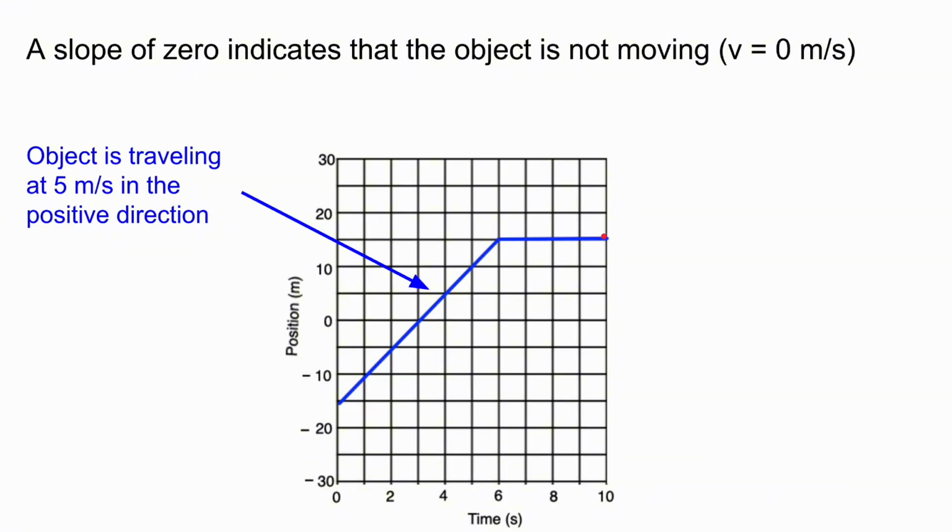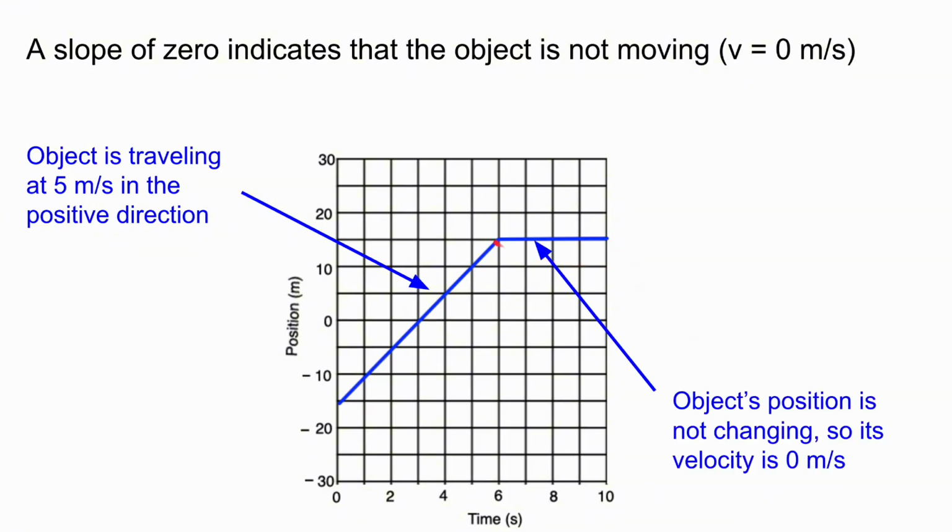And remember, the slope is your velocity. So if the slope is 0, that means you're not moving, and that makes sense because its position stayed at 15 meters away from me in the positive direction for those 4 seconds. So for 4 seconds, it was the same distance away from me, meaning it's got a velocity of 0.